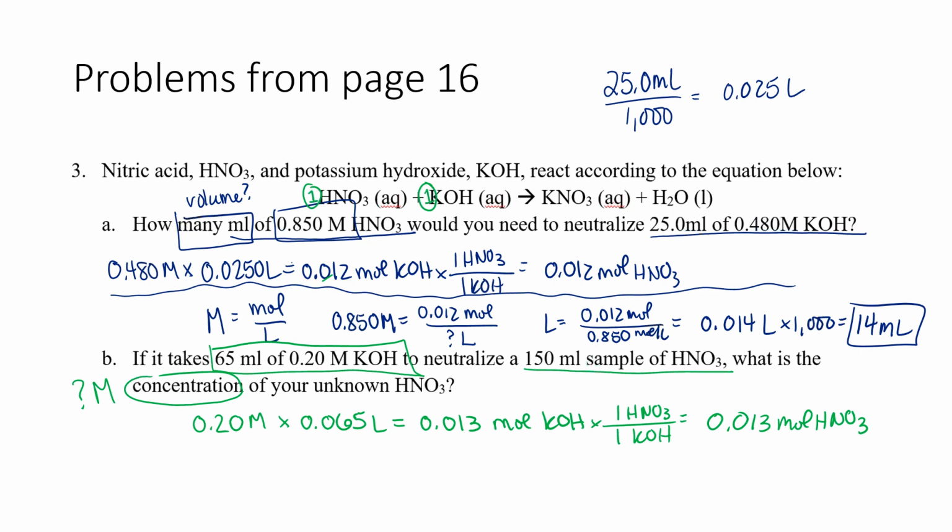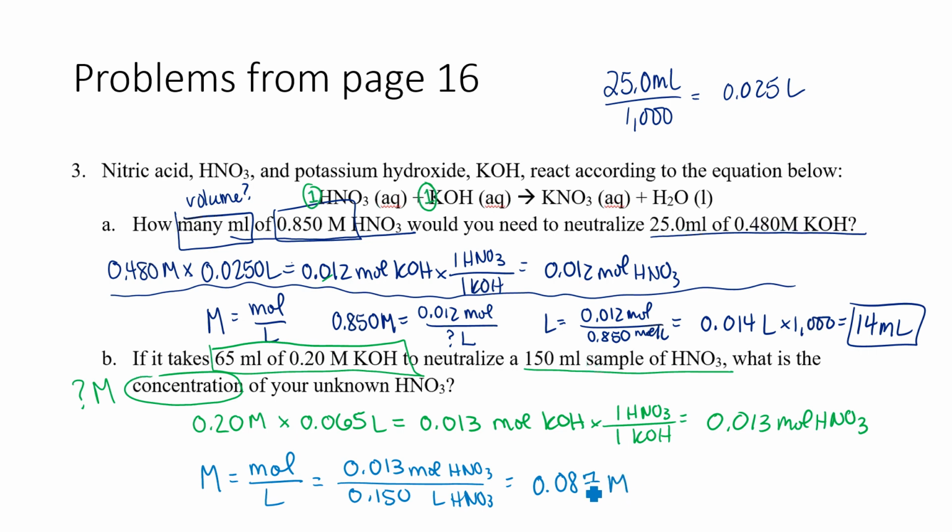And then the question is, what is the concentration? So the concentration is measured in molarity. Molarity is moles per liter. So we have 0.013 moles of HNO3. And then the volume of HNO3 is 0.150 liters. Again, remember to convert your milliliters into liters. And so you end up with a final answer of 0.087 molar. If you rounded it differently, that's fine. But we get the general idea here.